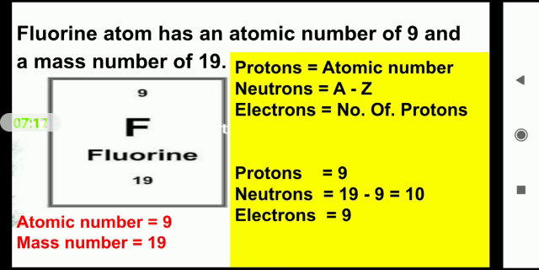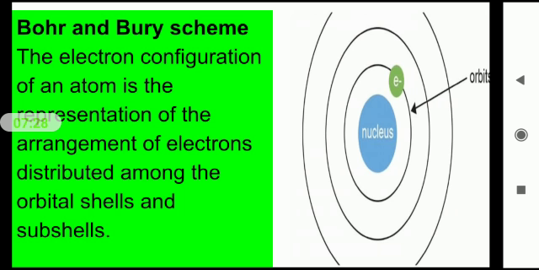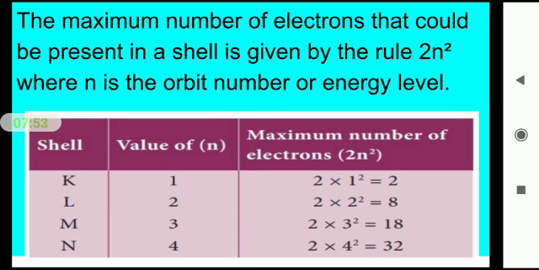In the previous video, we already learnt that electrons occupy different energy levels called orbits or shells. The electron configuration of an atom is the representation of the arrangement of electrons. These electrons are distributed among the orbital shells and subshells. This distribution of electrons in different orbits or shells is governed by a scheme known as the Bohr and Bury scheme. Now, let's know the rules of Bohr and Bury.